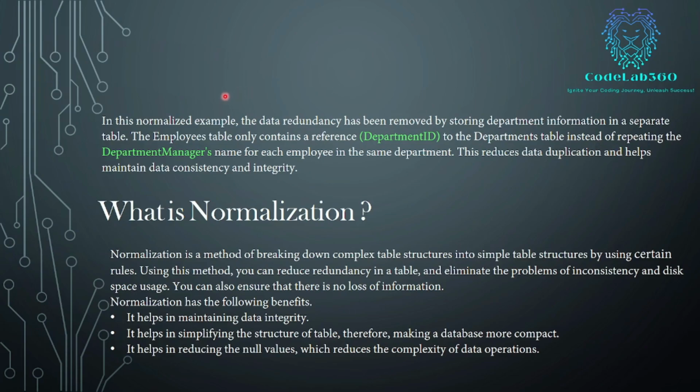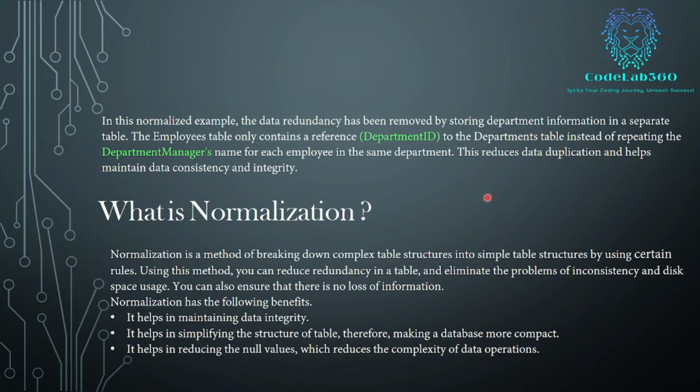In this normalized example, the data redundancy has been removed by storing department information in a separate table. The employee table only contains a reference, the department ID, to the department table, instead of repeating the department manager name for each employee in the same department. This reduces data duplication and helps maintain data consistency and integrity.